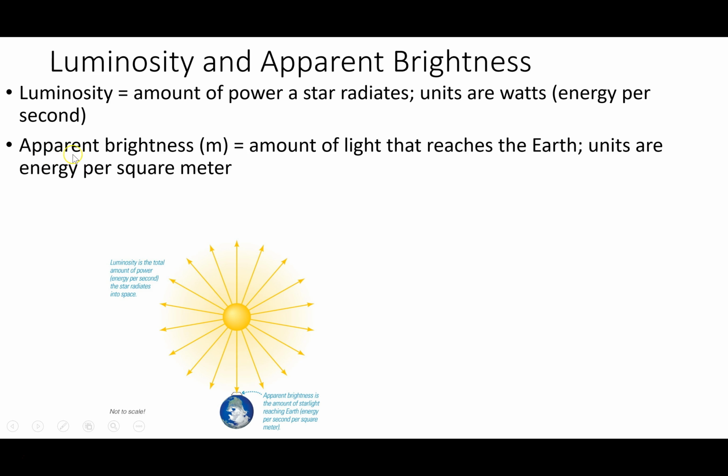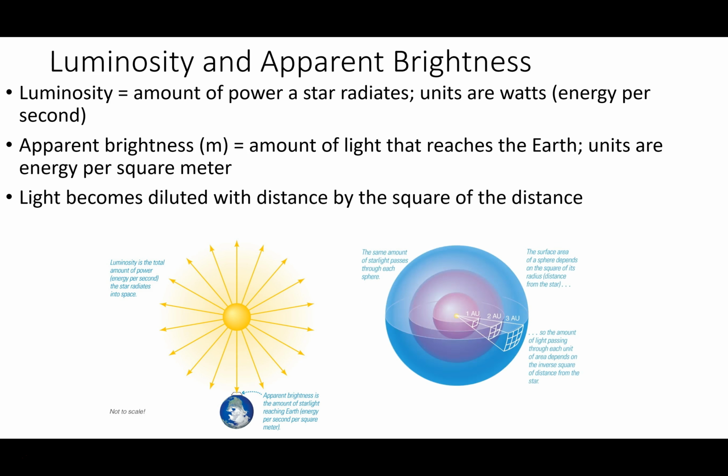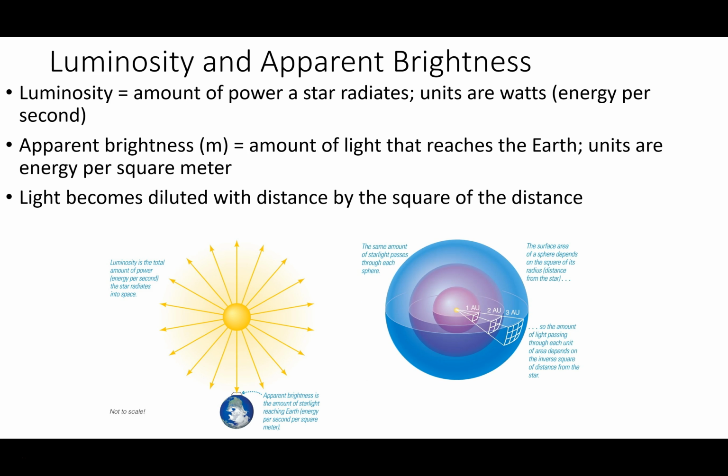Now, apparent brightness, lowercase m, is how bright that star appears to us. And like you guys told me in lecture, how bright it appears is related to its luminosity, how much energy it's pumping out, and its distance to us. And we actually have a little equation to relate that coming up.